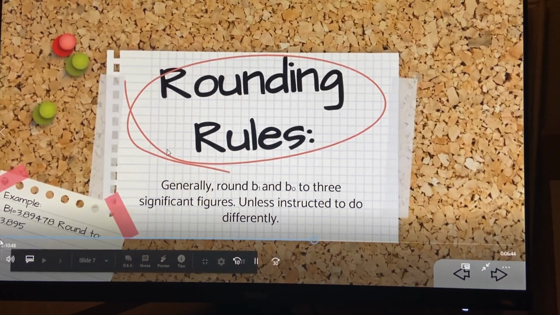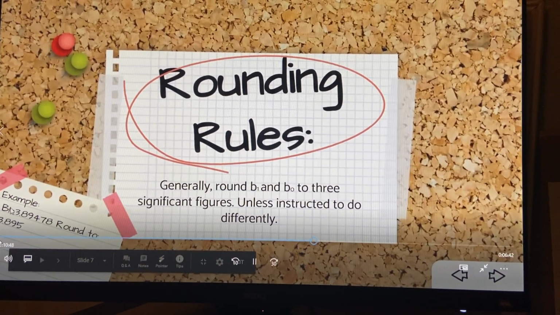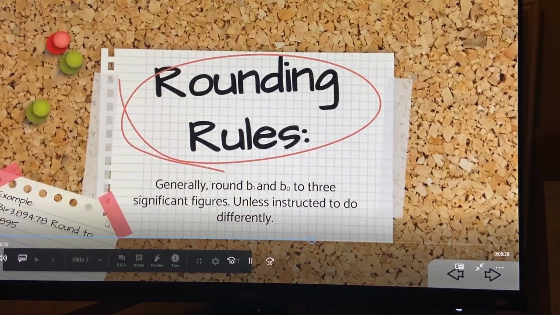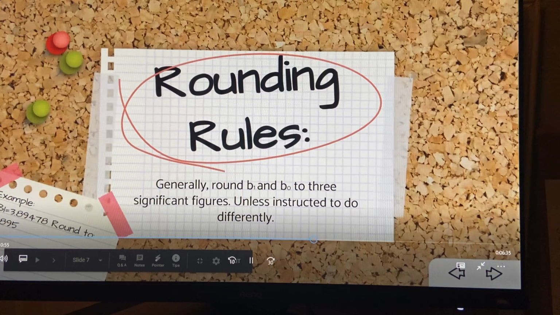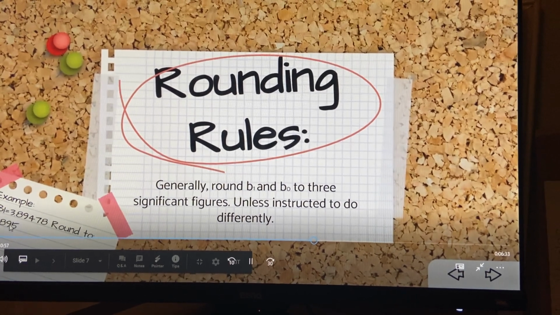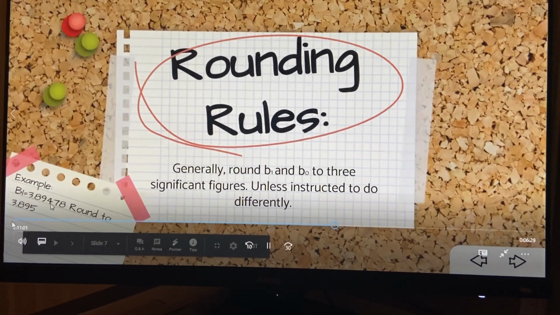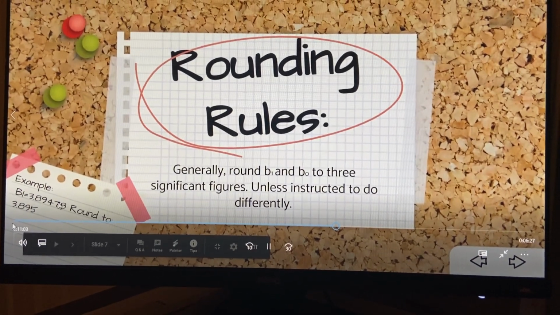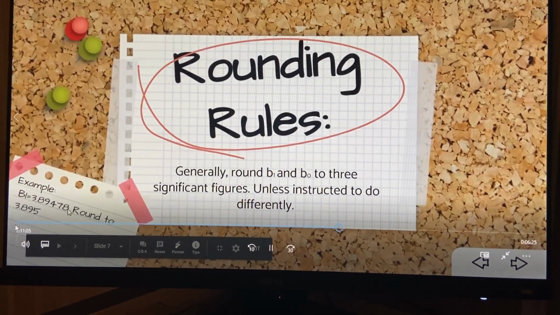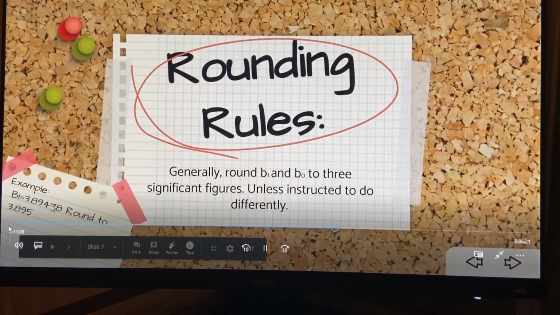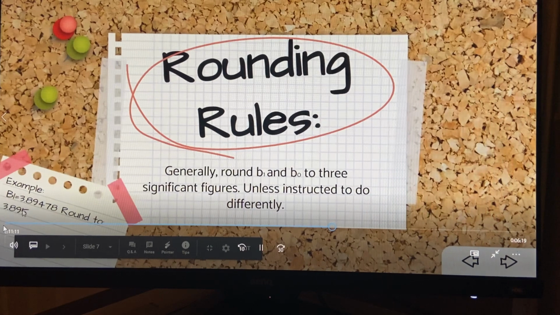So an example of this rounding is if you get b1 equals 3.89478, you're going to round that to 3 significant figures at 3.895. You get the 5 because if you look at the third digit here, you go back to the one behind it. It is not equal to 5, but it is greater than 5. So you're going to round this up. So it's going to be 3.895.